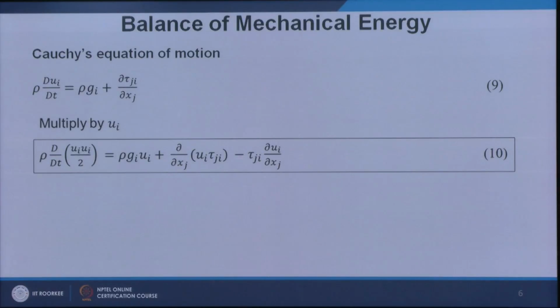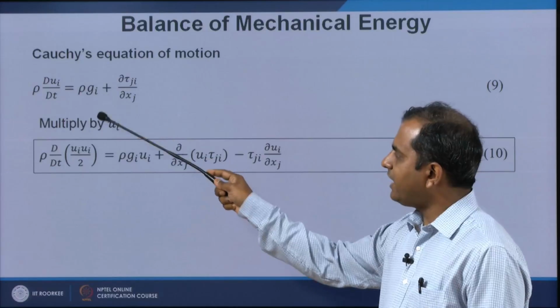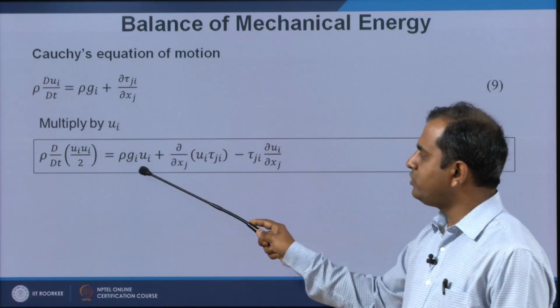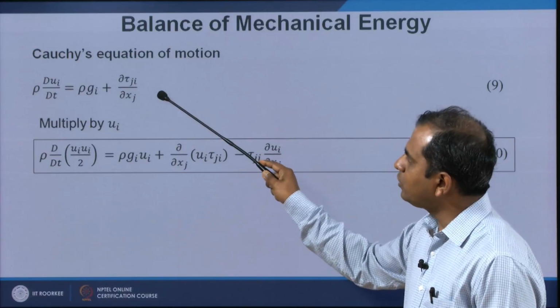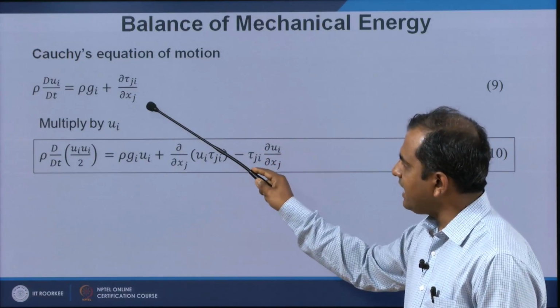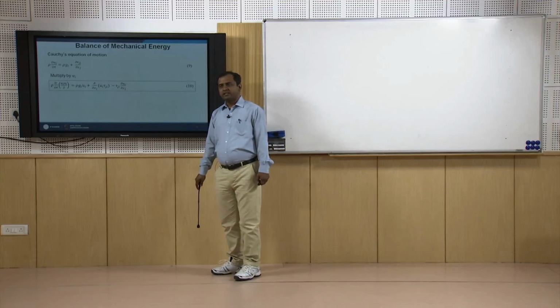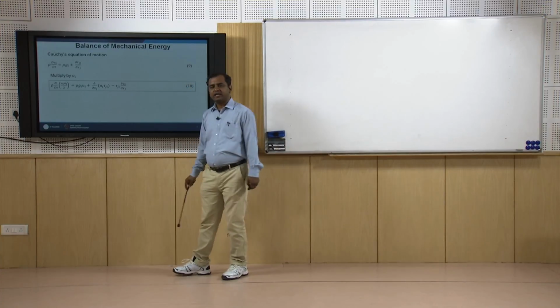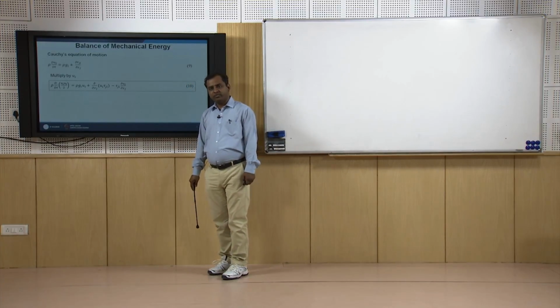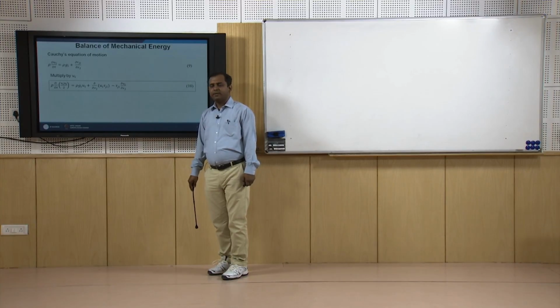In the right hand side, this will be very simple, rho into Gi, and I have multiplied by Ui. So, rho into Gi into Ui, and then this term will be Ui into del xj of tau Ji, which can be written as these two terms. We are actually using over here d/dx of u into v is equals to u into d/dx of v plus v into d/dx of u.